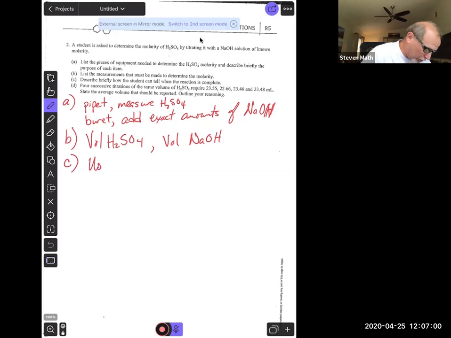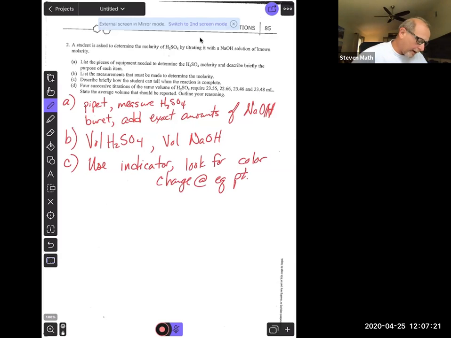I'm going to use an indicator, and I'm going to look for a color change at the equivalence point.